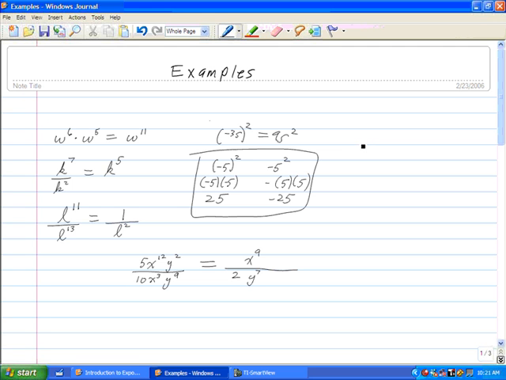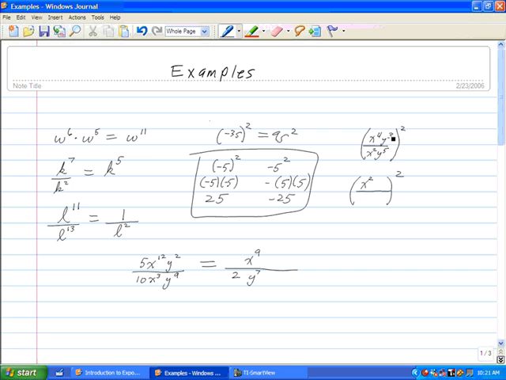Again, one that pulls together several properties at once. Let's look at x to the 4th, y to the 3rd, over x squared, y to the 5th, and we're going to take the whole thing and raise it to the 2nd power. What should you do first? Well, it really doesn't matter what you do first, but the easiest thing to do first is simplify inside. So let's do that. We'll worry about this 2nd power outside in a minute. 4th power on top, 2nd power on the bottom. When you subtract, x squared is left on top.